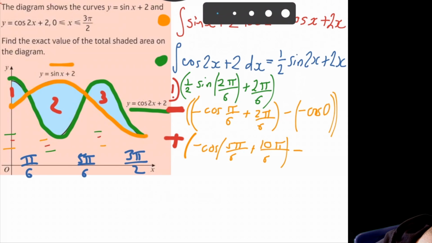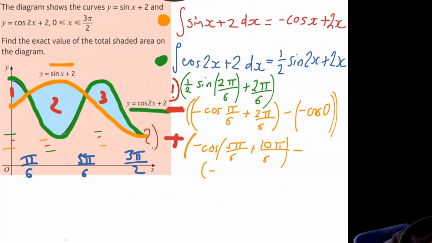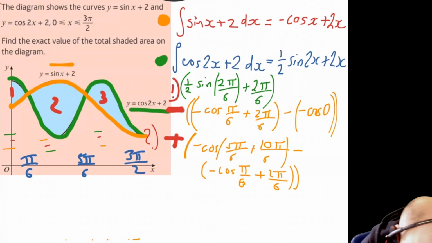So take away. So this really no. This is part 2. That's part 1. This is part 2. So take away minus cos pi by 6 plus 2 pi by 6. There's that bit, and then that needs to have taken away from it.